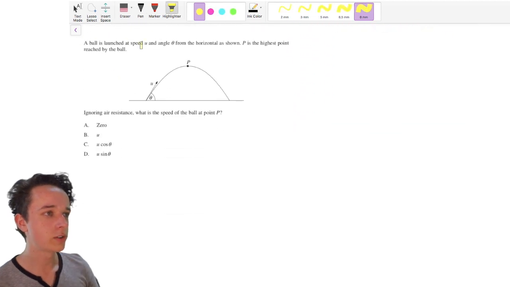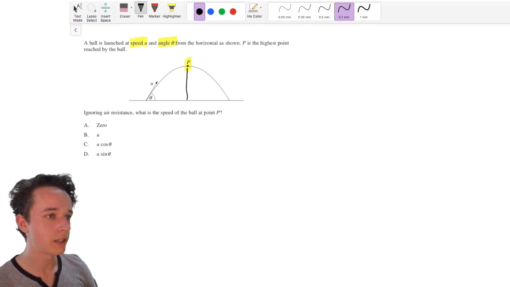A ball is launched at speed u and angle theta from the horizontal as shown. P is the highest point reached by the ball, so this here is the maximum height of the projectile.